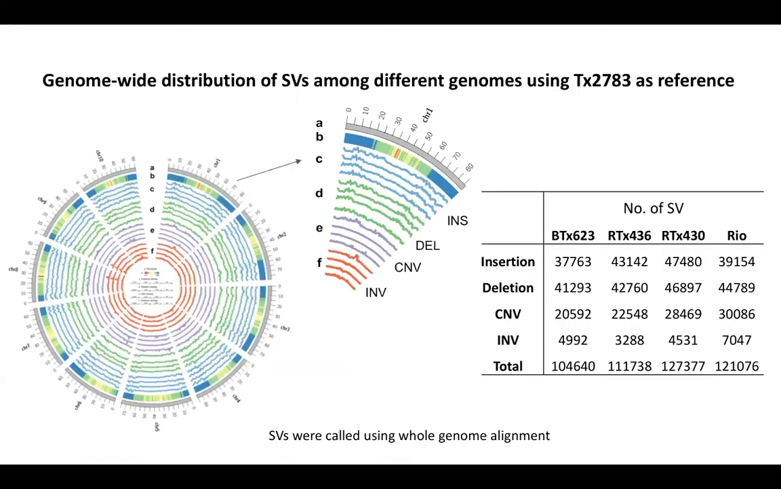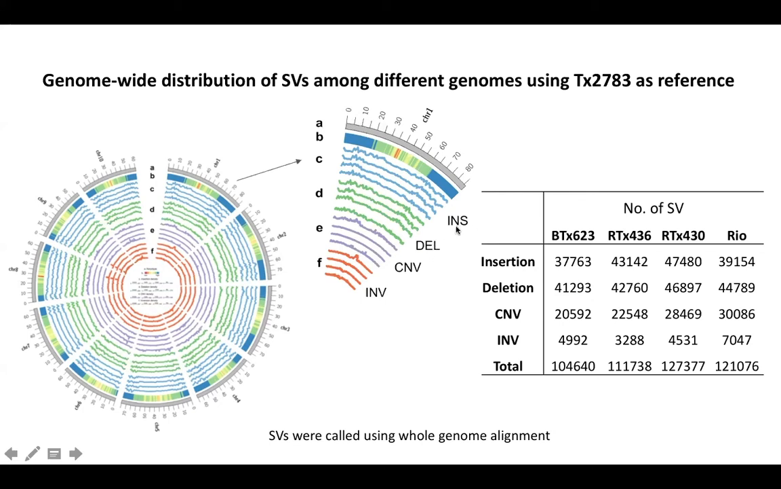Different from the SNPs, SVs may be less common than SNPs, but SVs have larger size, so they have potentially more important roles, and they can alter the gene expression, change the gene structure, and also cause gene dosage difference. So in this study, we call the structural variations using TS-273 as reference genome. And the structural variations we call include insertion, deletion, copy number variation, and inversion.